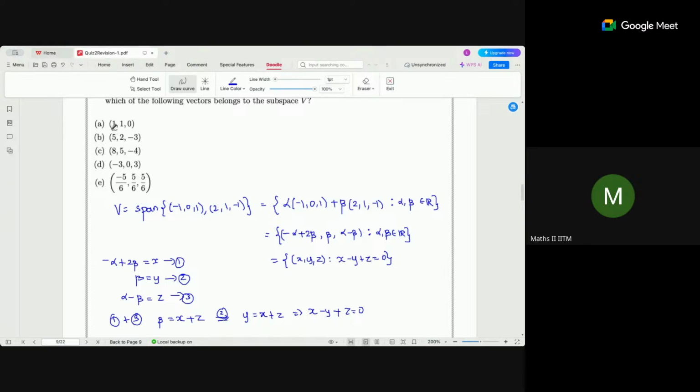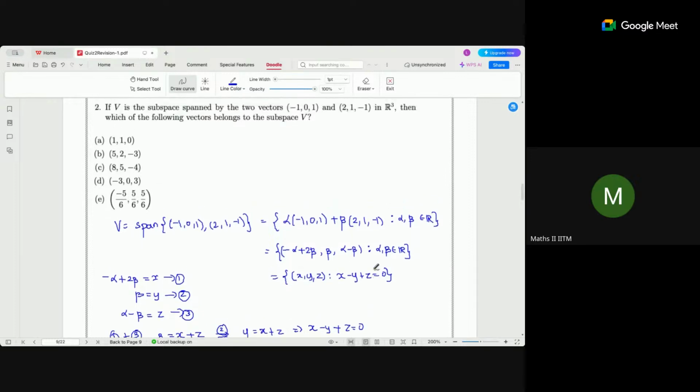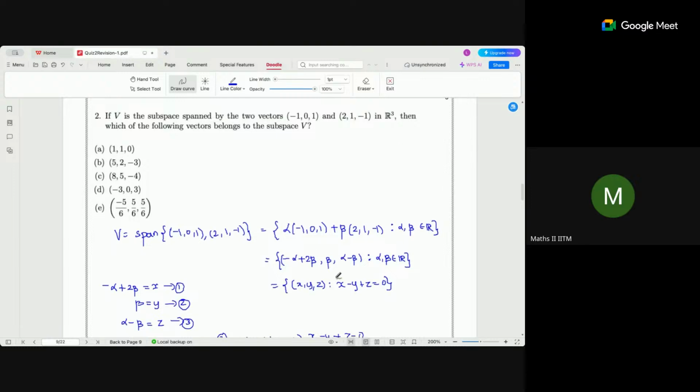Now let us see which of these vectors belong to this. How to check? 1 1 0, does it satisfy the equation? So this is your x, y, z. What is x minus y plus z? 0. Yes. 1 minus 1 plus 0 is 0. So this vector belongs to the subspace.